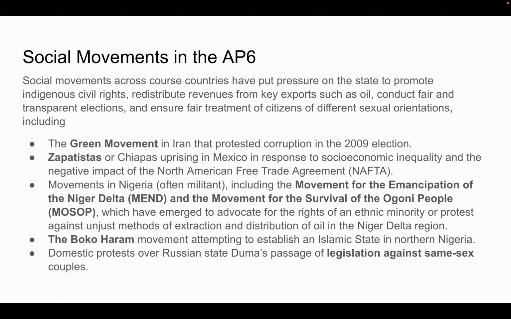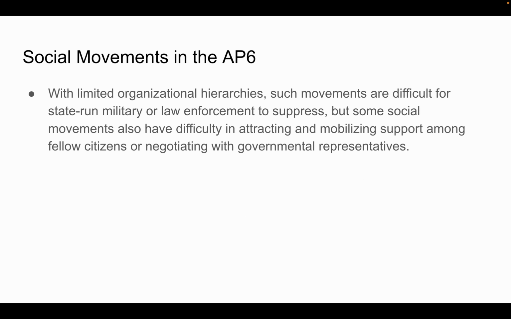And then, finally, with Russia, the Russian State Duma's passage of legislation against same-sex couples in 2013 led to massive democratic protests to change society and how it views same-sex couples. The protests are not led by a specific organization, but rather by loosely organized groups pushing for radical social change in the state. Protesters have been beaten and imprisoned, and the government has not changed any policies at this point.